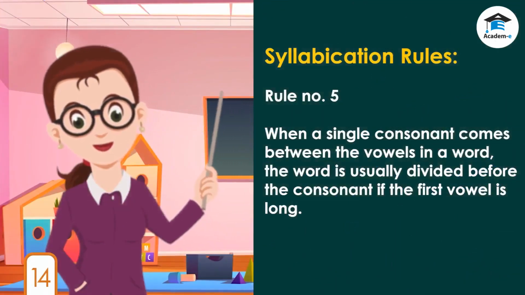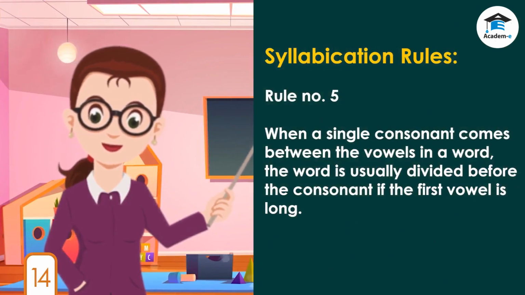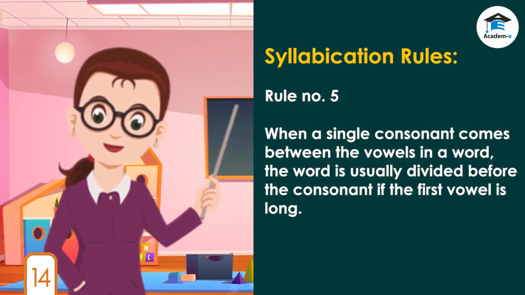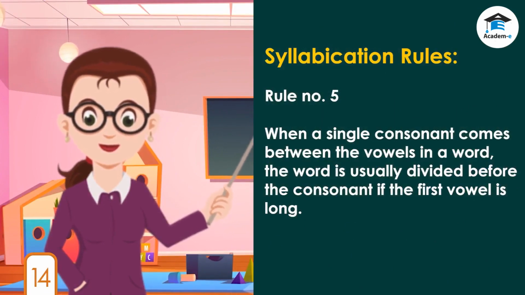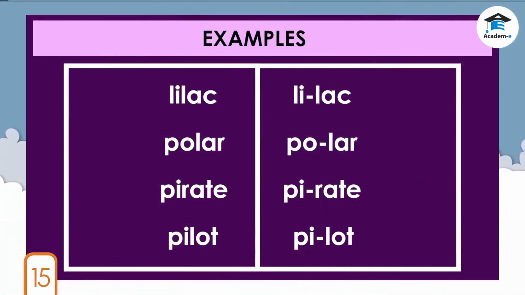Rule number 5. When a single consonant comes between the vowels in a word, the word is usually divided before the consonant if the first vowel is long. Examples: lilac, li-lac; polar, po-lar; pirate, pi-rate; pilot, pi-lot.